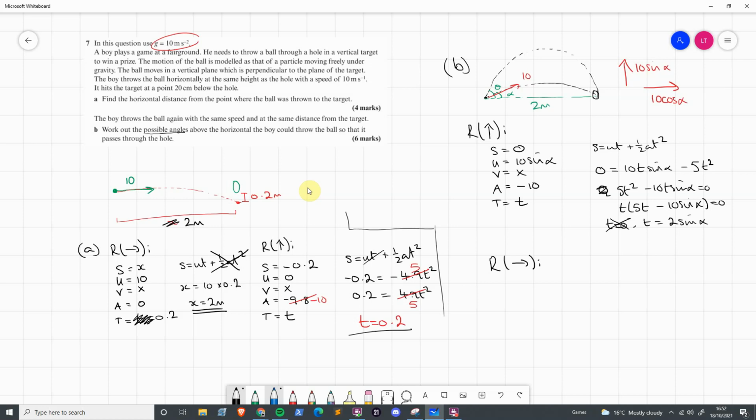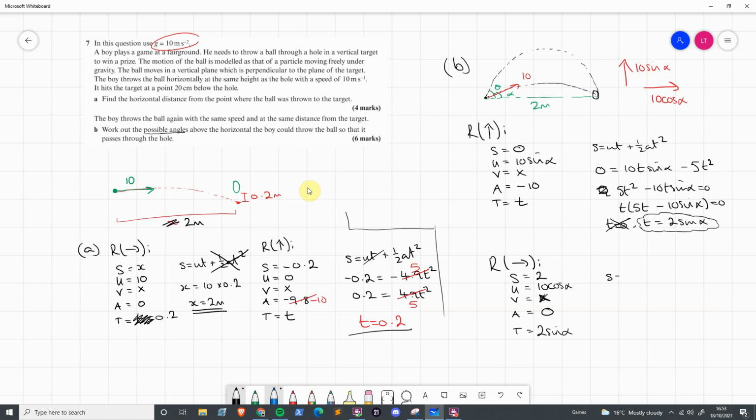So let's resolve horizontally. We know that he's travelling 2 meters across. We know his speed is 10 cos alpha. We don't know the end speed. We know his acceleration is 0. And we know time is the same value of time here. So why don't we use this value? Instead of using t, we'll use 2 sine of our angle, because it gets rid of an unknown t. We've only got one unknown now, so it's looking a bit more promising.